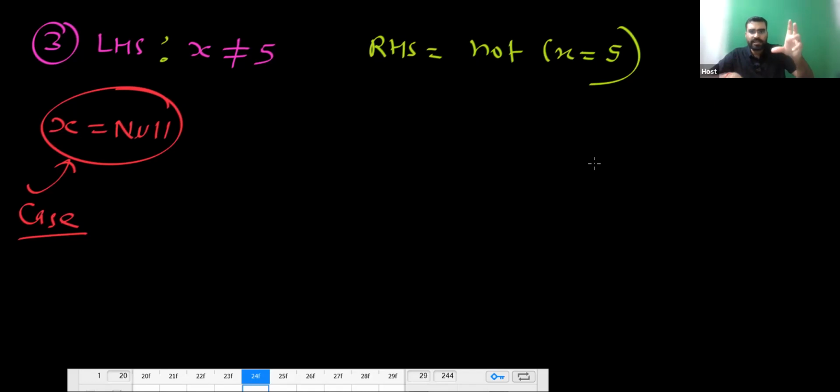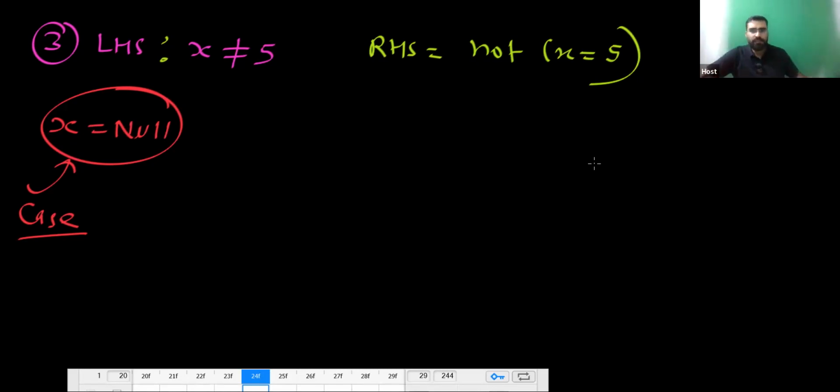In this question you already know that the remaining two cases will not matter, where x is not null, where x is 5, 6, 7, 8. If x is some integer value, those cases will not matter in this question, but in some other question they may or may not matter. So this is the idea.